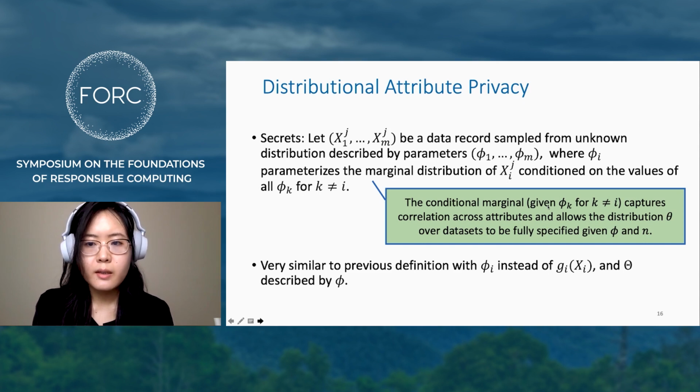Then our instantiation of the pufferfish framework is very similar to the previous definition, with this attribute-specific random variable phi i taking the place of the attribute-specific function gi(xi), and the data is described by phi and n.